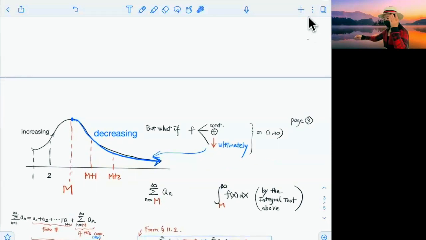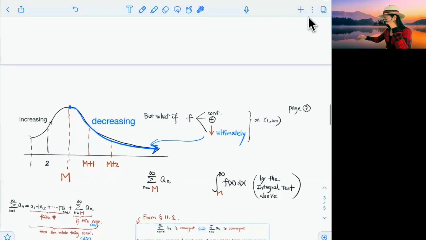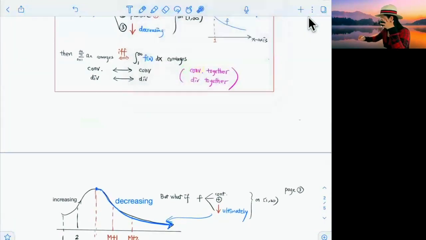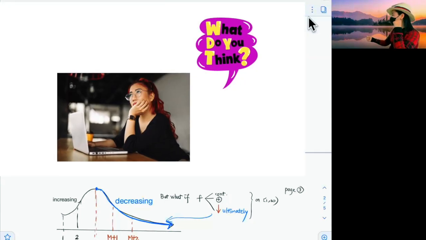Can we still use the integral test for a relating function that is decreasing ultimately? What does decreasing ultimately mean? That means from some index on, the function is always decreasing. So after the index m, the function is always decreasing. Then we say the function is decreasing ultimately. Can we still use the integral test to conclude that if this integral converges, then this series converges, and if this integral diverges, then this series diverges? What do you think? Can we still apply it?